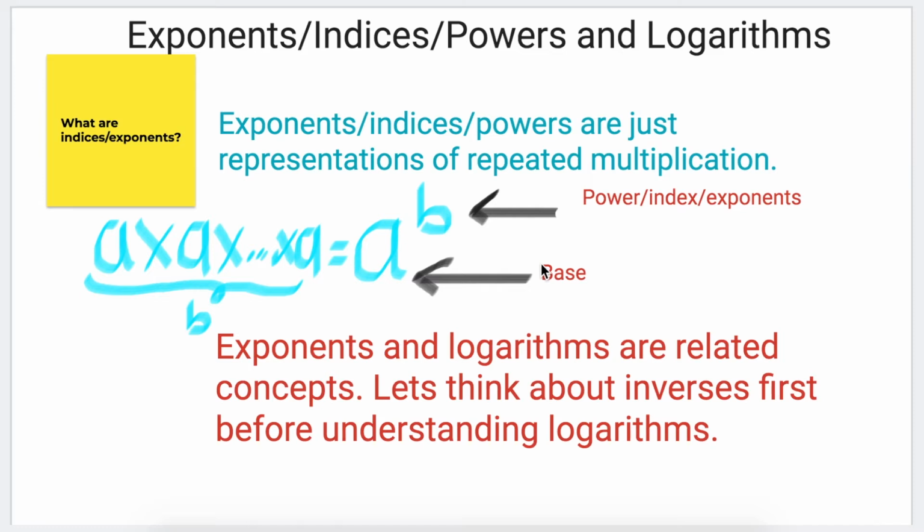A is going to be the base. This is the letter that is repeating. And B is a small number that's written up here, represents the number of times you're repeating A. We give B the special name power or index or exponent. Exponents and logarithms are related concepts. But before we look at what logarithms are, let's first of all think about a concept in mathematics known as inverses. Once we understand that, then we'll see the relationship with logarithms.